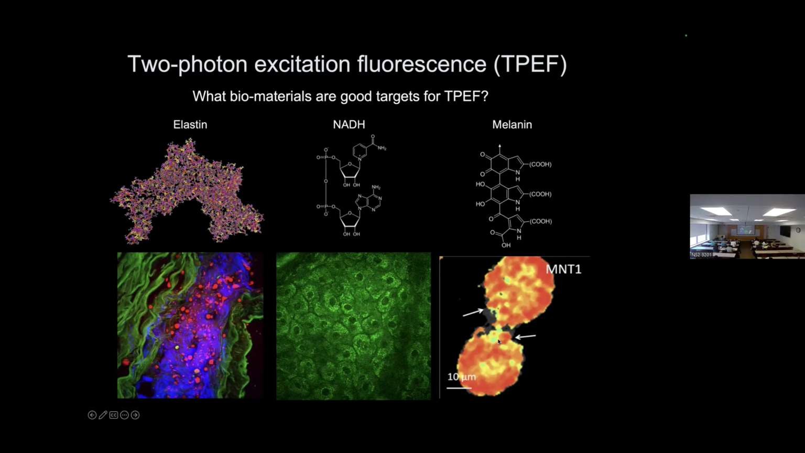This is an example where you can actually use lifetime imaging to discriminate two different types of melanin, eumelanin and pheomelanin. They have slightly different lifetimes, and that allows you to do some very important studies in melanoma. Because pheomelanin and eumelanin have different malignancy qualities to them.